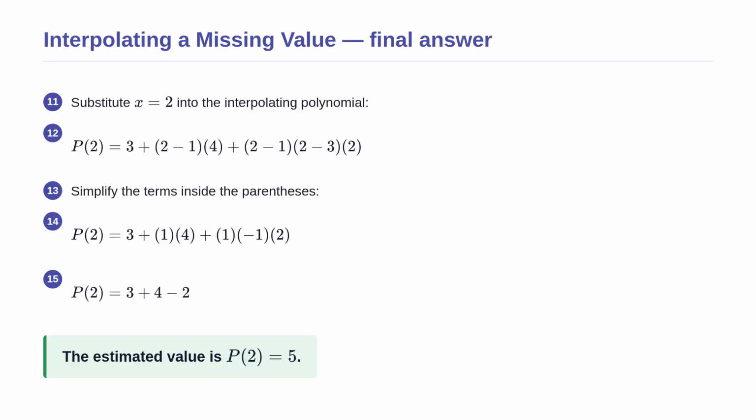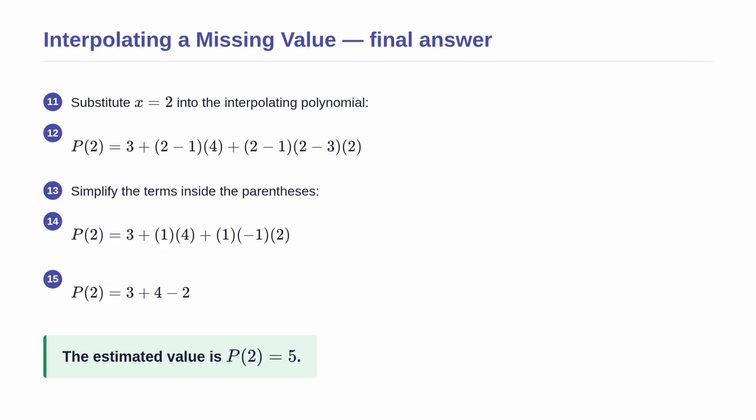With our custom equation ready, we can finally answer the original question. We want to find the value when x equals 2. So we simply substitute 2 for every x in our polynomial. Following the standard order of operations, we simplify the terms inside the parentheses first to avoid any arithmetic errors. This leaves us with 3 plus 4 minus 2. Adding these together, we get our final estimated value of 5.